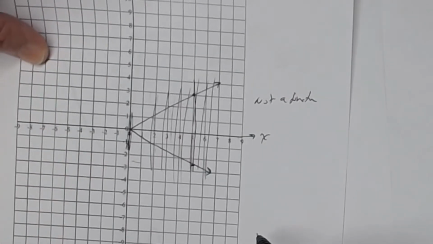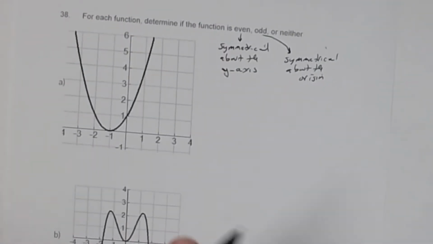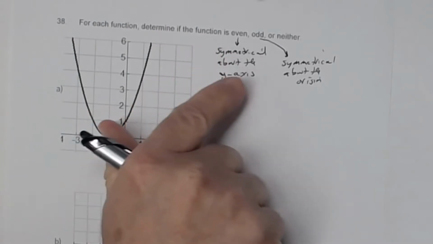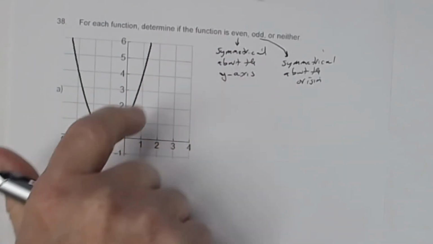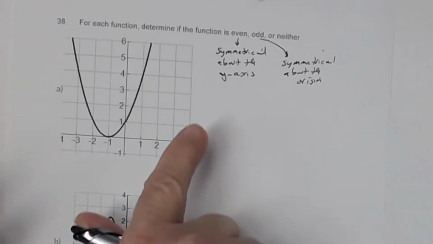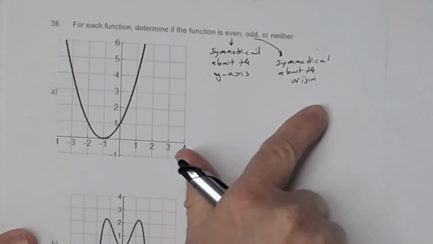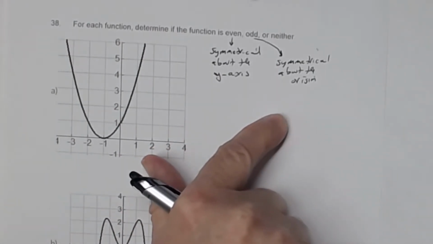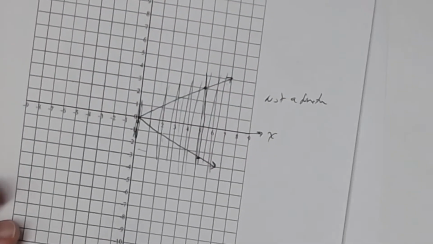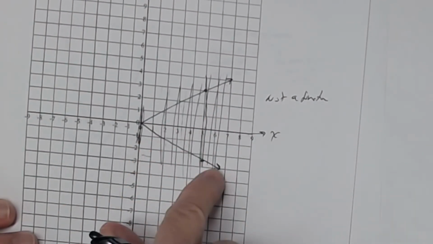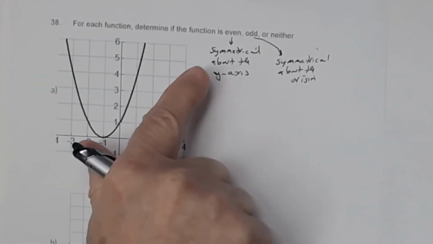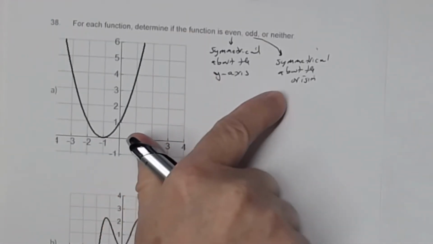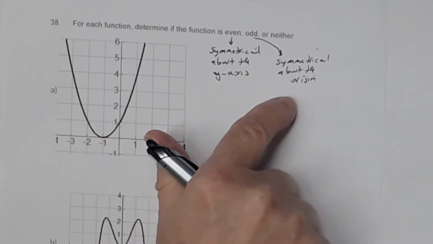All right, now what we're talking about here, we're talking about whether a relation is even, odd, or neither. We're talking about a function. So first of all, it has to be a function. So that's why you don't see anything about symmetrical about the x-axis, because if you have a graph that's symmetrical about the x-axis, it is not a function. All right. So that's why you don't see x-axis here. You only see y-axis and you only see origin.